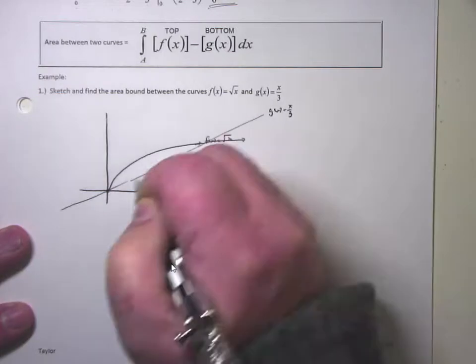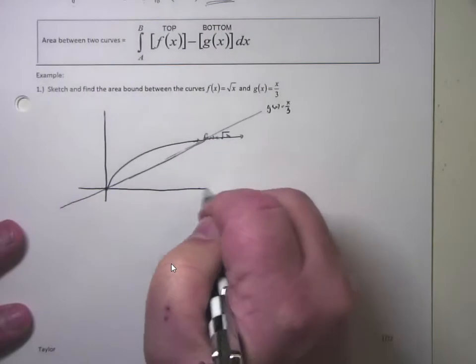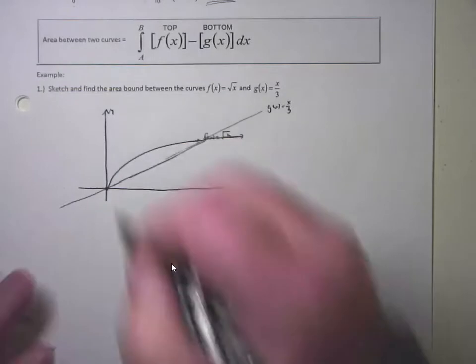So we're talking about the region captured between the curves. Now this is the important part: I've got to identify the region. And the region captured between these 2 curves is this region in here.